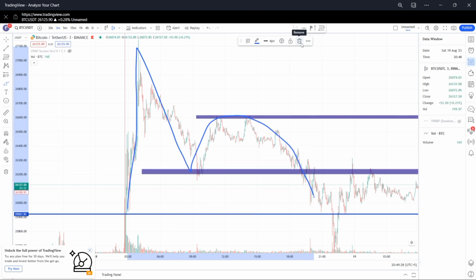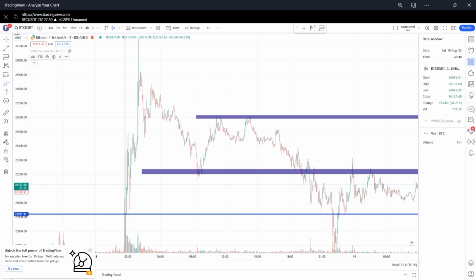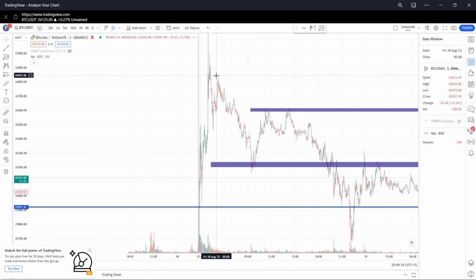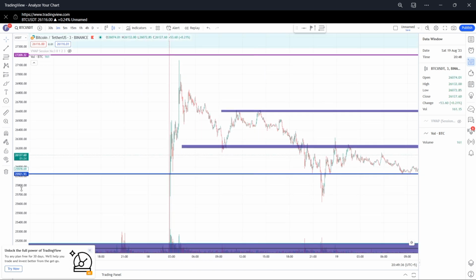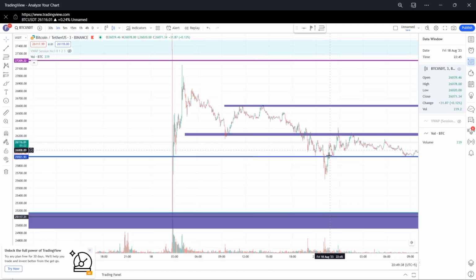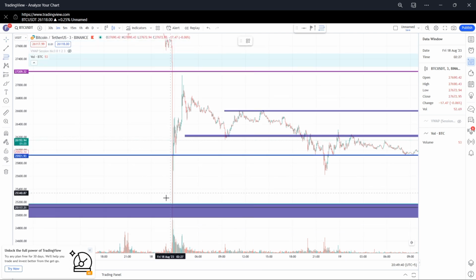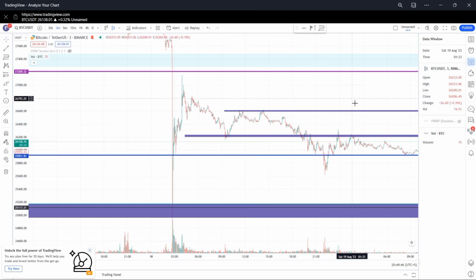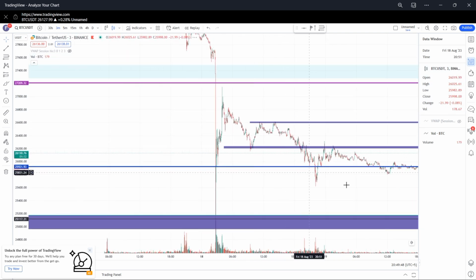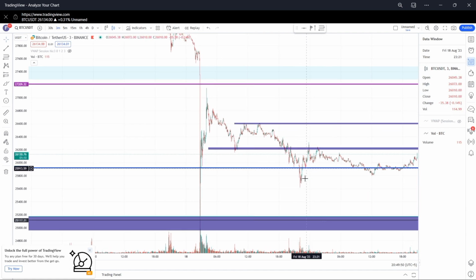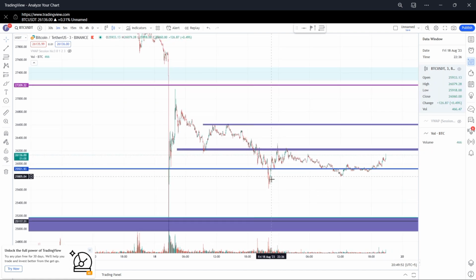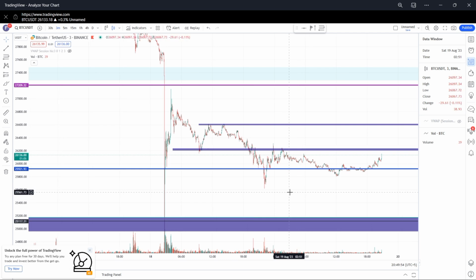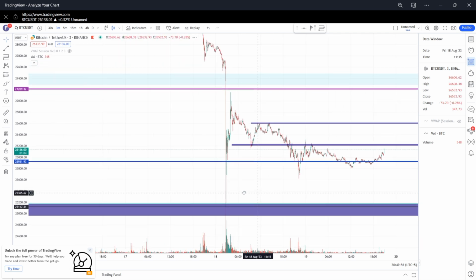We also had an inverse Adam and Eve that we talked about yesterday, and that played out pretty well, and we got support of the weekly 618 level right over this blue line. If you take the fib levels from this low to this high, we have the 618 right over the weekly level, and we had a pretty good bounce. Had a bit of volatility below and really not tradable.